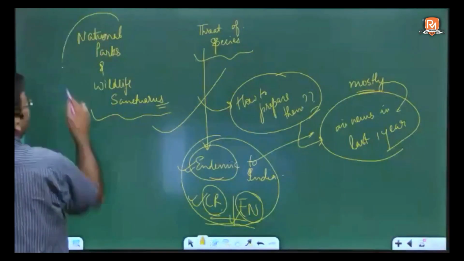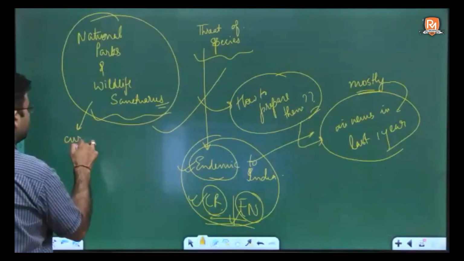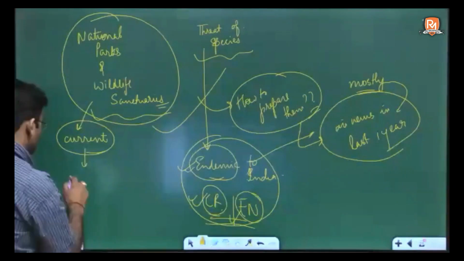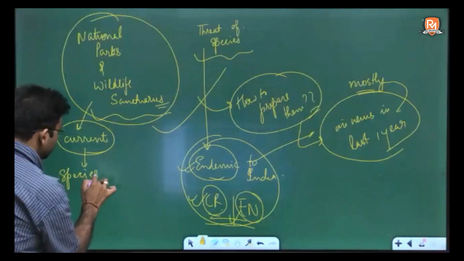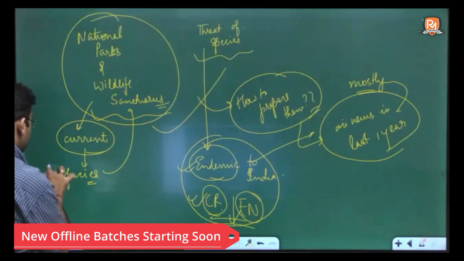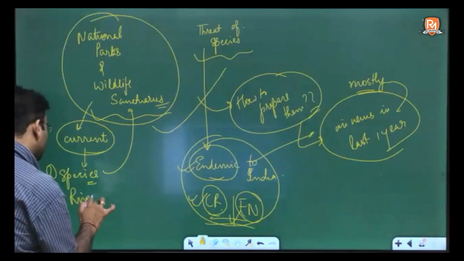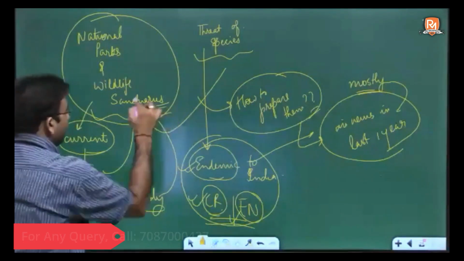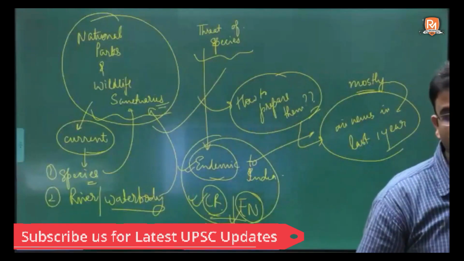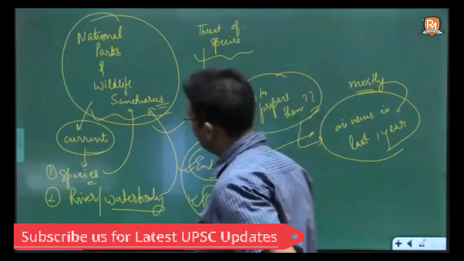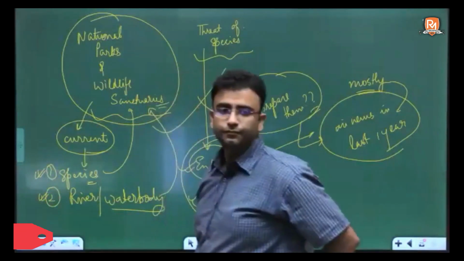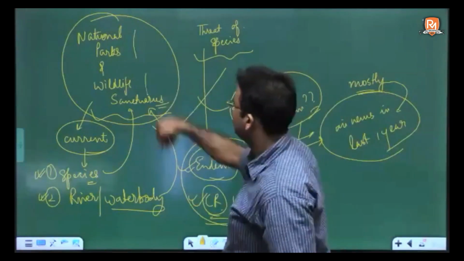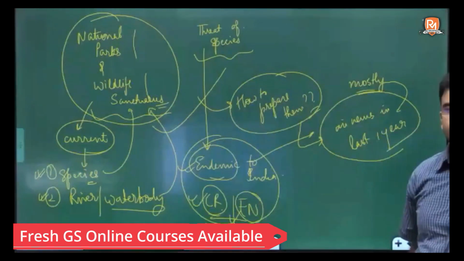Second, about national parks and wildlife sanctuaries, again current ones are mostly asked, and in this please refer to the species that are present in this wildlife sanctuary and national park. And second, any river or water body, if it flows through this national park or wildlife sanctuary, you will have to know it. These are the two areas from where questions are asked on national parks and wildlife sanctuaries. Right?